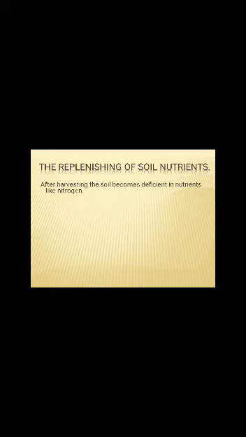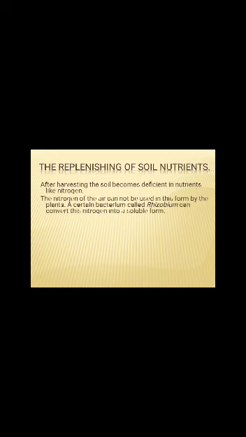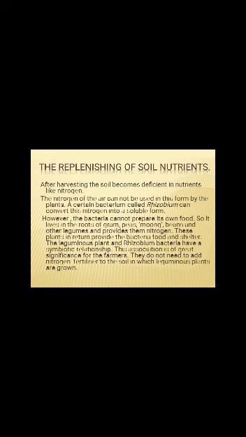Replenishing of soil nutrients. After harvesting, the soil becomes deficient in nutrients like nitrogen. Nitrogen of the air cannot be used in this form by the plants, so a bacterium called Rhizobium converts nitrogen into a soluble form. However, the bacteria cannot prepare their own food, so they live in the roots of gram, peas, moong, beans, other legumes, and provide them nitrogen. These plants in turn provide the bacteria food and shelter.